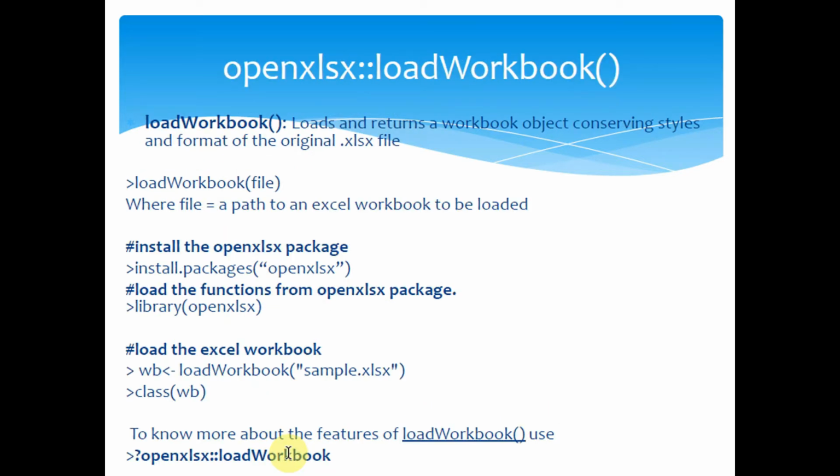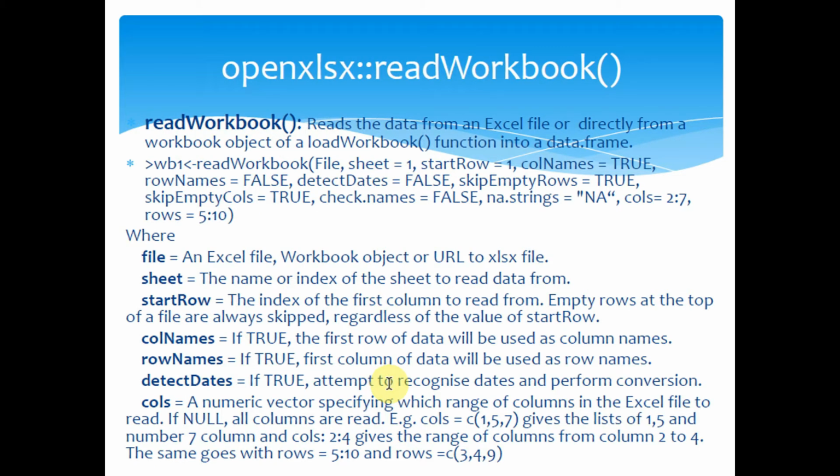Load workbook. loadWorkbook loads and returns a workbook object, conserving the styles and format of the original XLSX file. To use the loadWorkbook function, first install the Openxlsx package, then define the file name in the loadWorkbook function. Done. Complete. The read.xlsx function reads the data from an Excel file, or directly from a workbook object of a loadWorkbook function, into a data frame.